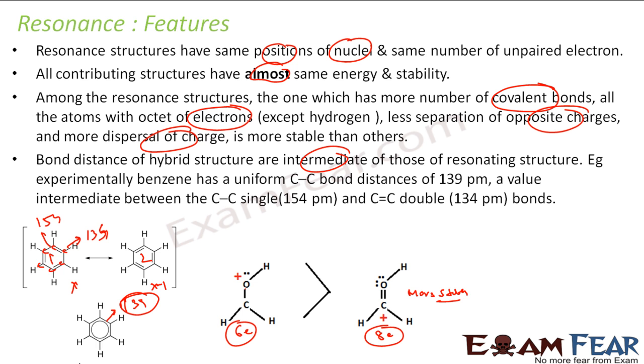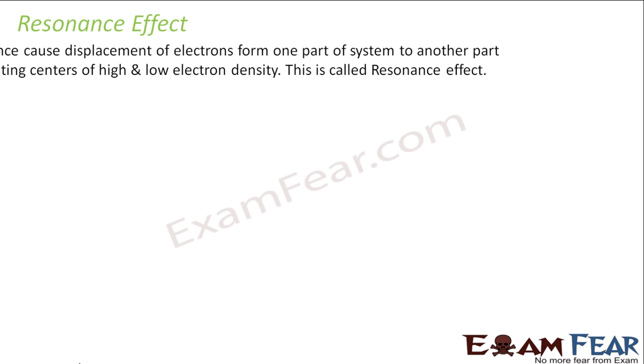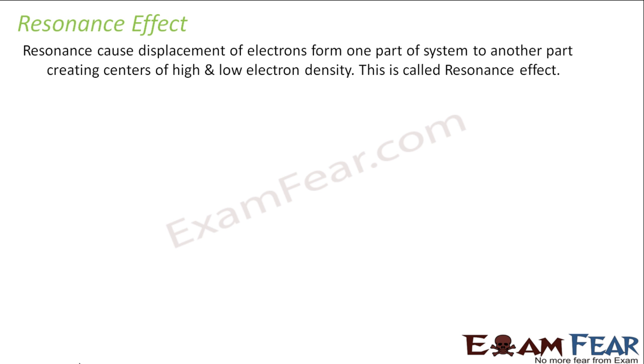So we talked a lot about resonance, why resonance, how resonance. What is the effect of resonance? So if you see, the main thing about resonance is it causes displacement of electrons from one part of the system to another part, creating centers of low and high electron density. It is a channel through which electrons move. Electrons move in the system, and this is called the resonance effect.